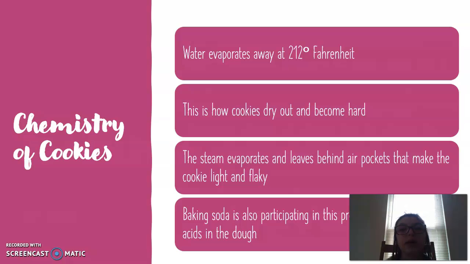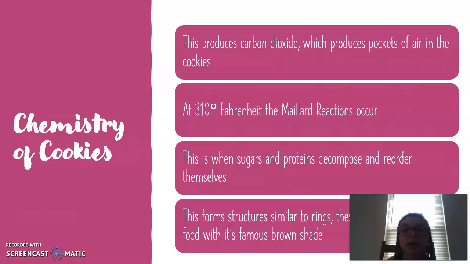Water evaporates away at 212 degrees Fahrenheit. This is how cookies dry out and become hard. The steam evaporates and leaves behind air pockets that make the cookie light and flaky. Baking soda is also participating in this process by reacting with acids in the dough. This produces carbon dioxide, which produces pockets of air in the cookies.